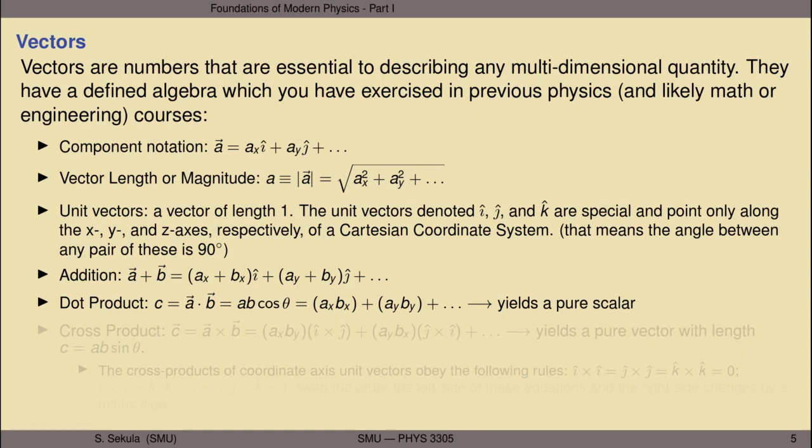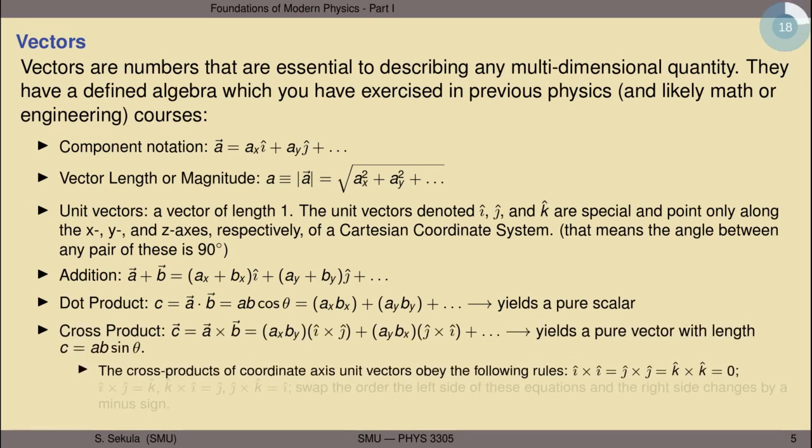In component notation, you can calculate this by taking the x components and multiplying them together, taking the y components and multiplying them together, etc., and then adding all of those products together. And again, this yields a pure scalar, a pure number with no direction. On the other hand, the cross product, the other multiplicative operation between 2 vectors, yields a vector. So in this case, the cross product of 2 vectors A and B would yield a 3rd vector, C. The cross product is denoted by putting a cross multiplicative sign in between the 2 vectors A and B.